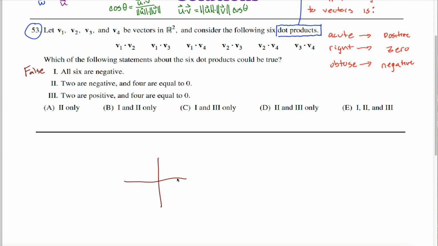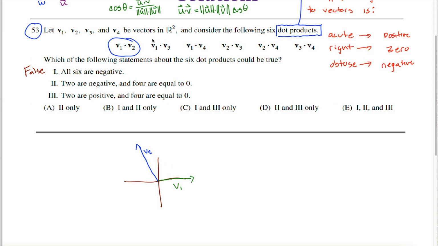So draw your first vector, put it wherever you want. Maybe I'll throw it on the x-axis. It really does not matter. Here's my first vector, v1. I'm trying to make all 6 of these dot products negative, so when I draw v2, I better make sure that the angle between v1 and v2 is obtuse. What that means is that v2 better either be in the second quadrant or the third quadrant. Without loss of generality, I'll throw it up here in the second quadrant. Here's v2. So far, so good.